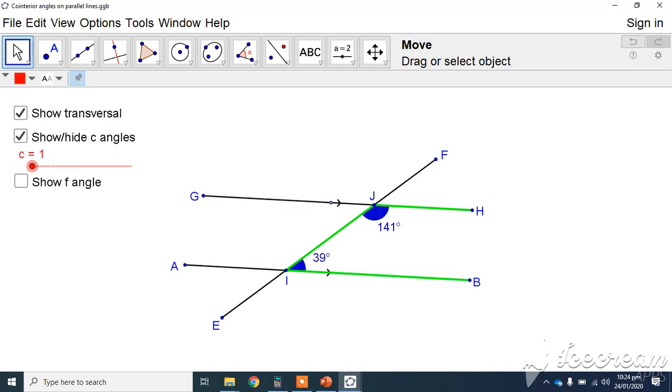If I flick that back for a second and just quickly show you another angle on the diagram here, this angle down the bottom, once it loads up, hopefully you can see that this 141 is corresponding to 141. We talked about corresponding a few videos ago. So those two are corresponding, which means those two are equal. And then you can see that these two angles, 141 and 39, are on a straight line and they add up to 180. So that's hopefully a bit of a quick proof as to why co-interior angles add up to 180.